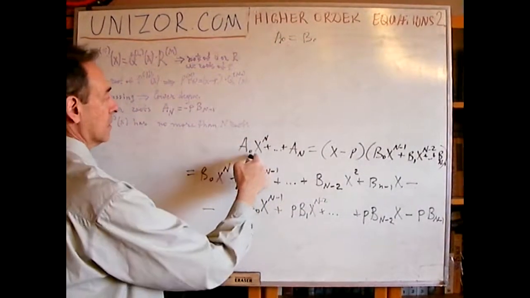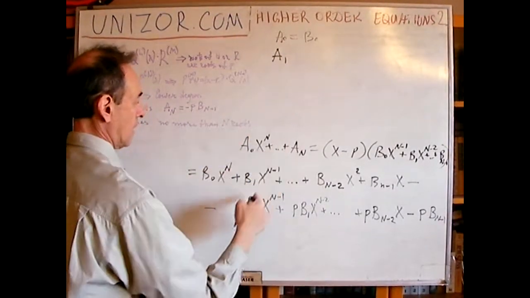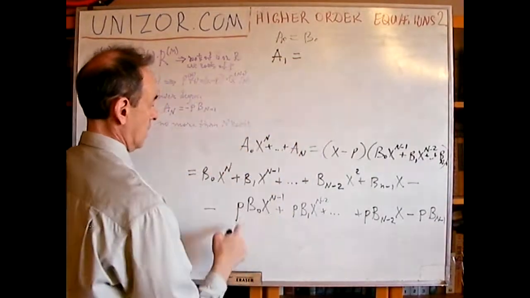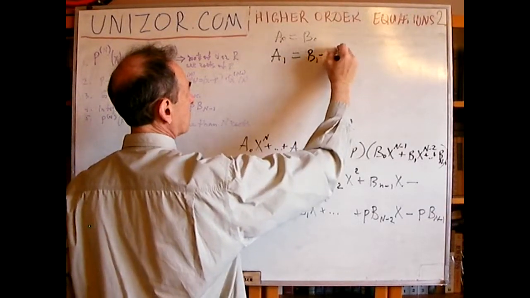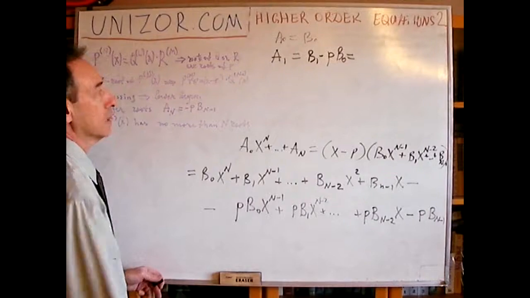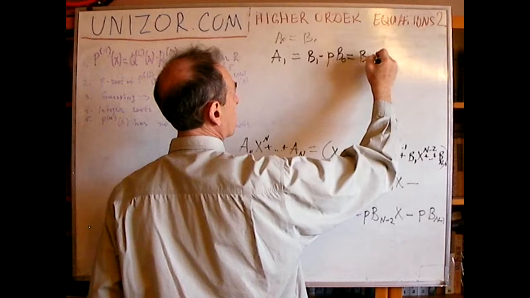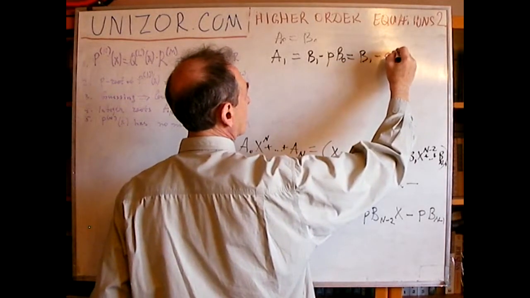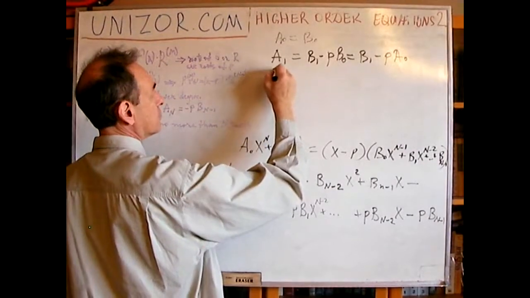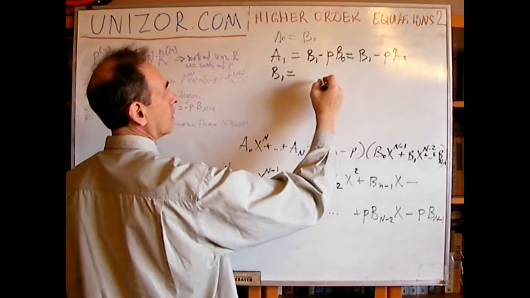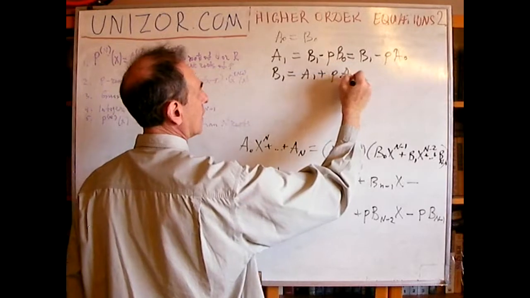Now, coefficient at x to the power of n minus 1. This is a1, and this is b1 minus p b0. b1 minus p b0, which is equal to a1, I know what b0 is already, so it's b1 minus p a0, from which I can derive that b1 is equal to a1 plus p a0.